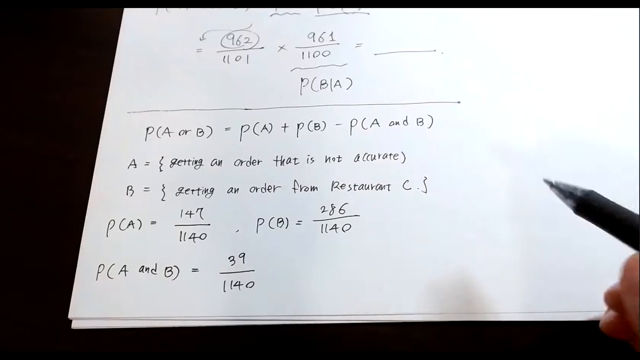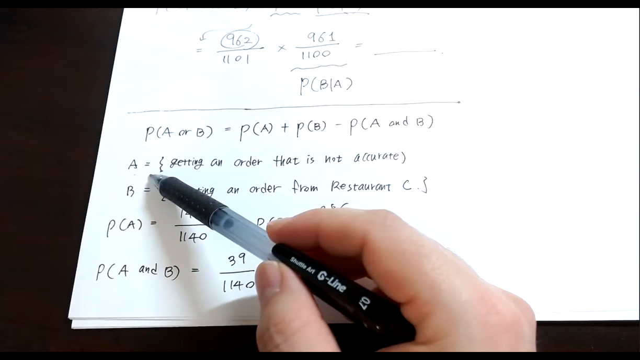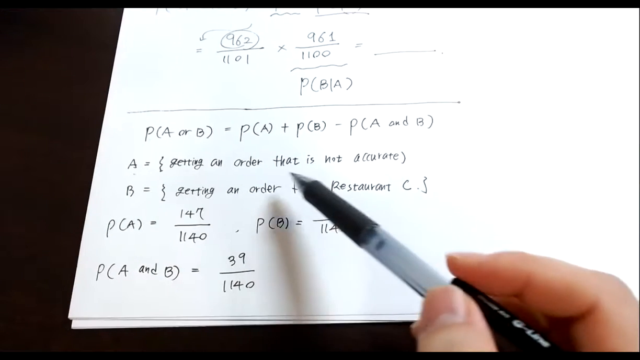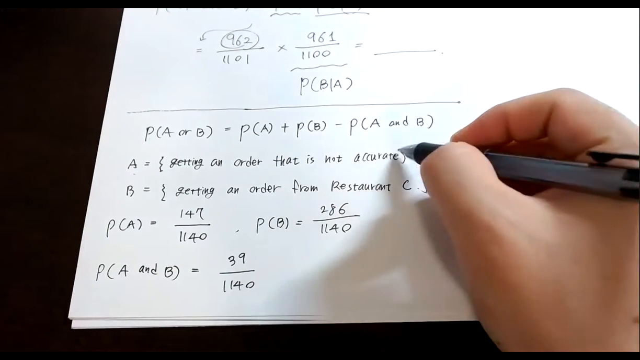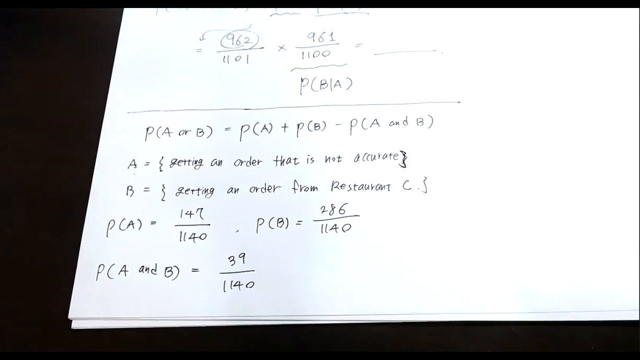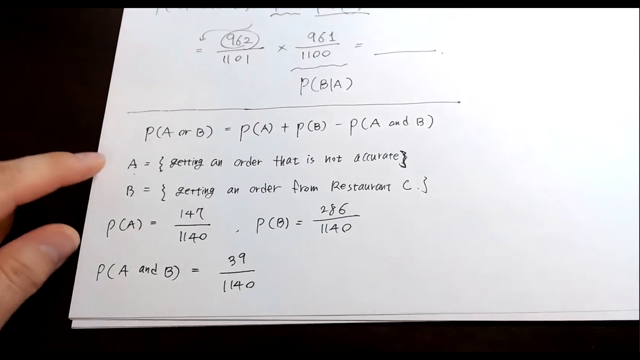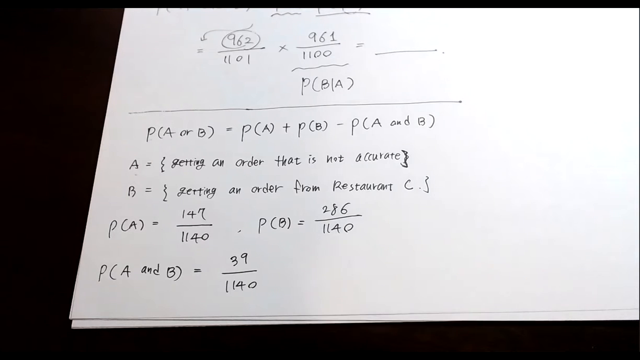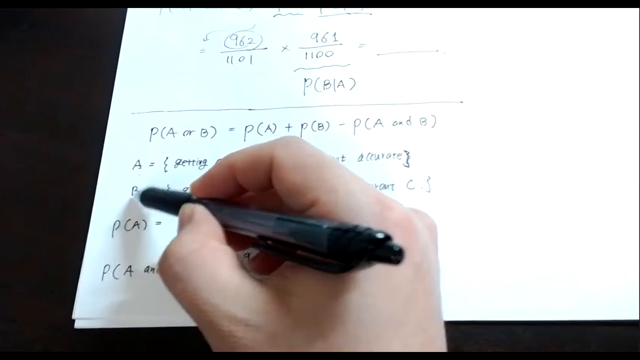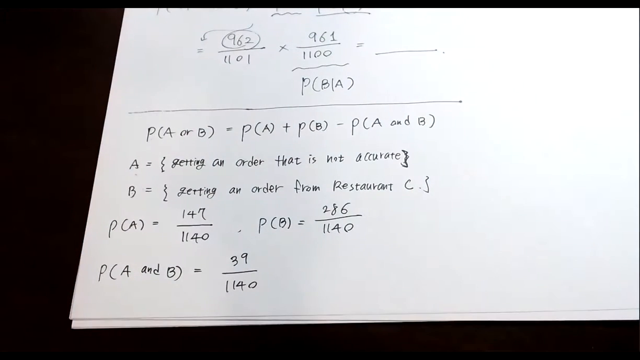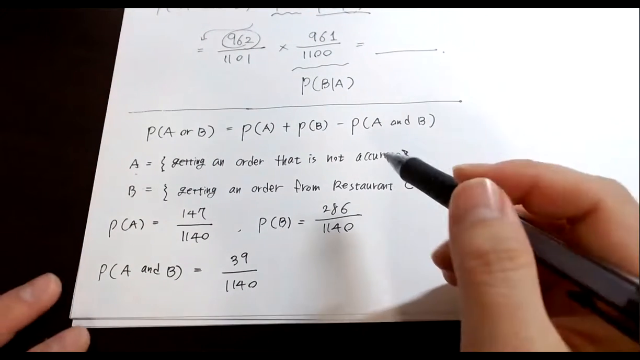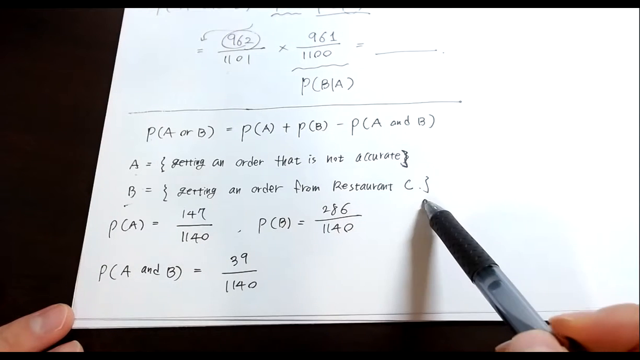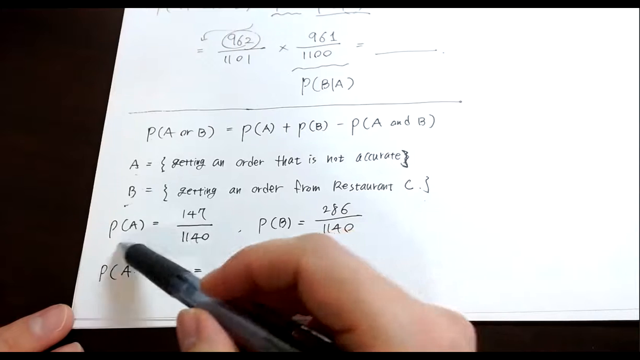The first one, let's say capital letter A is the event denoting getting an order that is not accurate. Oops, it should be set notation, not brackets. Do not confuse the capital letters A and B with the restaurant names A and B. Capital letters A and B don't represent the restaurant names in the data table. And event B is getting an order from restaurant C.